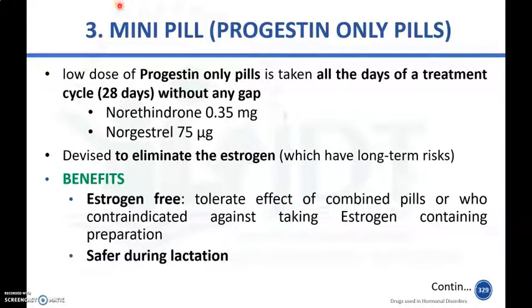Now coming to the third class of oral contraceptive pills, that is the mini pill or progestin only pill. Here we will use only progestin with low dose, which is taken all the days of treatment cycle of 28 days without any gap. So we can use norethindrone 0.35 mg or norgestrel of 75 microgram. Any one of these synthetic progestins will be used in low dose for all the days of treatment of 28 days without any gap. And this mini pill is devised to eliminate the estrogen.